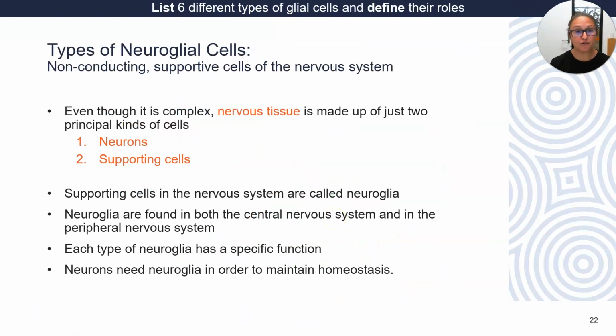Right, like I said before, axons have cells that are there to support them, okay? Now, nervous tissue is made up of 2 principal kinds of cells, the neurons and then the cells that support the neurons. Because they're so important, they need lots of supporting cells. Now, these supporting cells are called neuroglia.